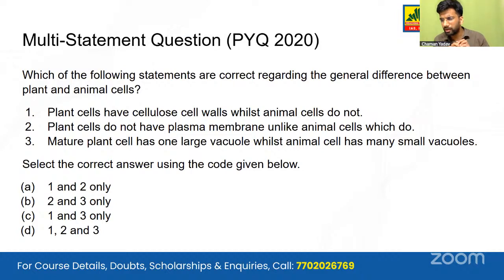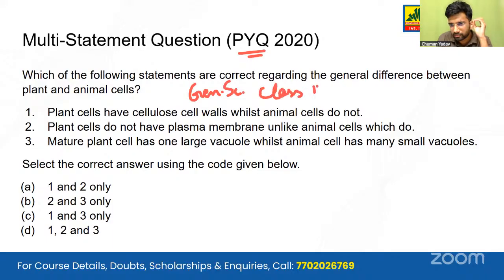Now, having a brief look at the type of questions that are being asked in the science section. UPSC generally asks multi-statement questions. Direct questions are seldom asked in the science and tech portion. So this multi-statement question was asked in prelims 2020. General science, class 9 basic NCERT, the question has been picked.